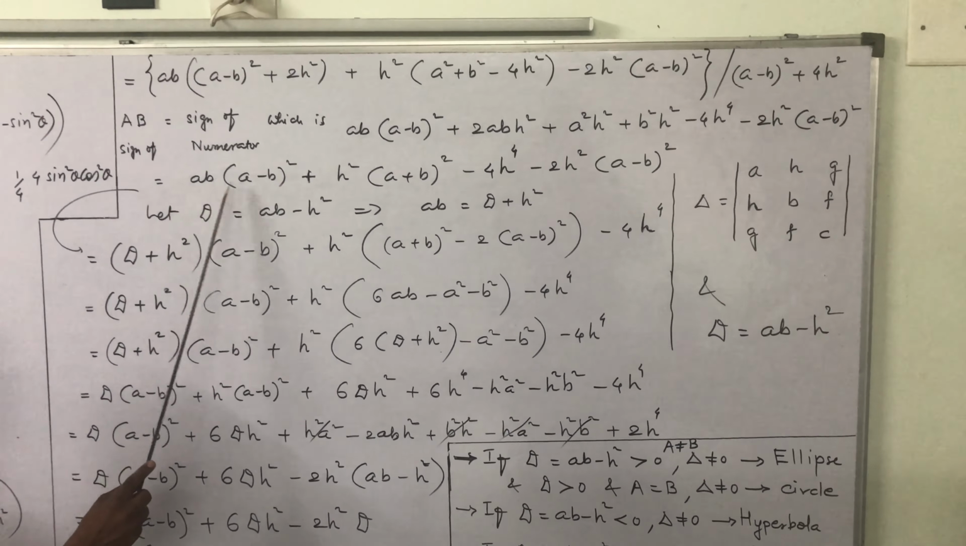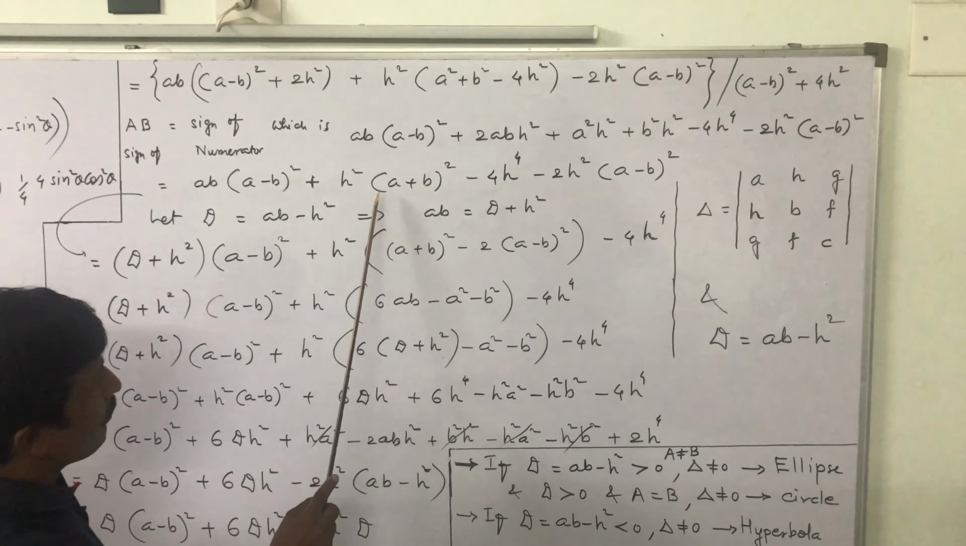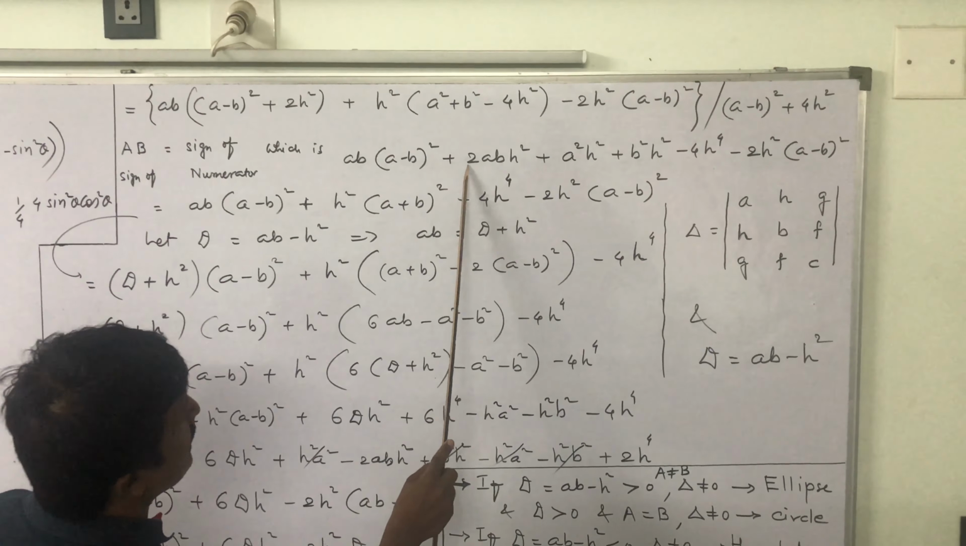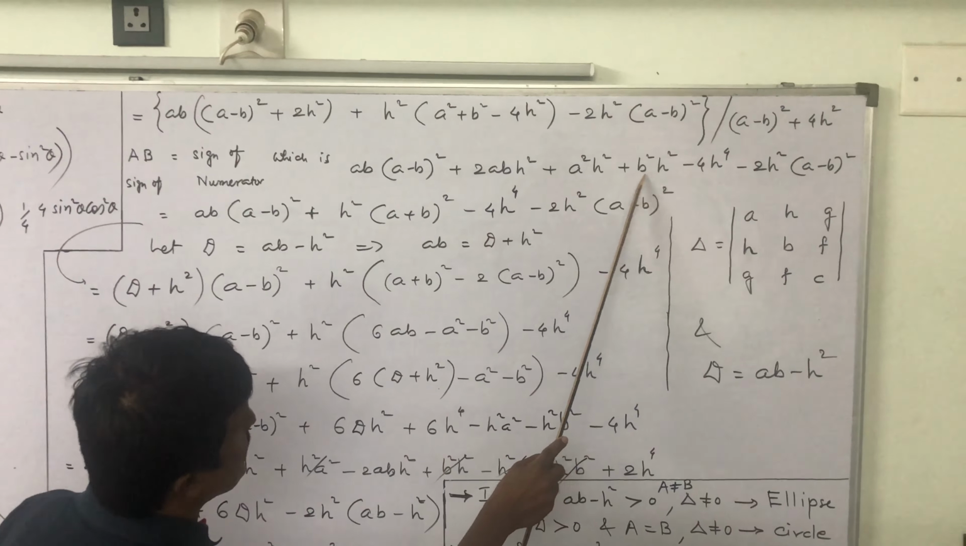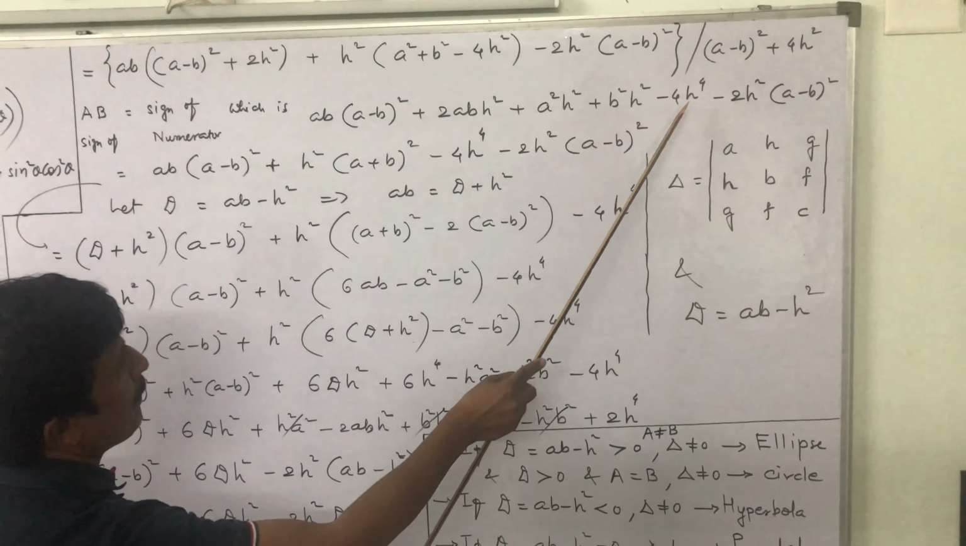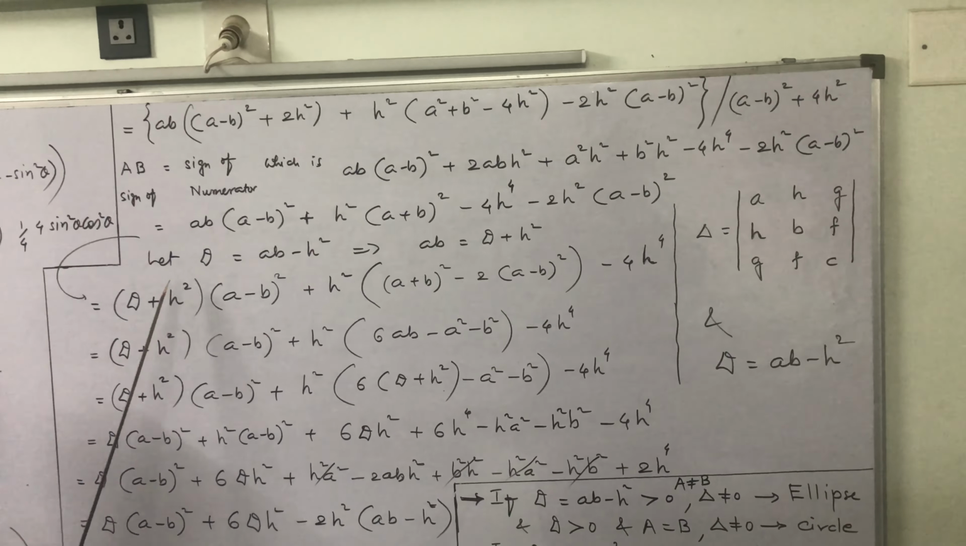So this is equal to ab into (a minus b) whole square plus h square into (a plus b) whole square. These three terms we can take common h square. So a square plus 2ab plus b square, so (a plus b) whole square, minus 4h raised to 4 minus 2h square into (a minus b) whole square.